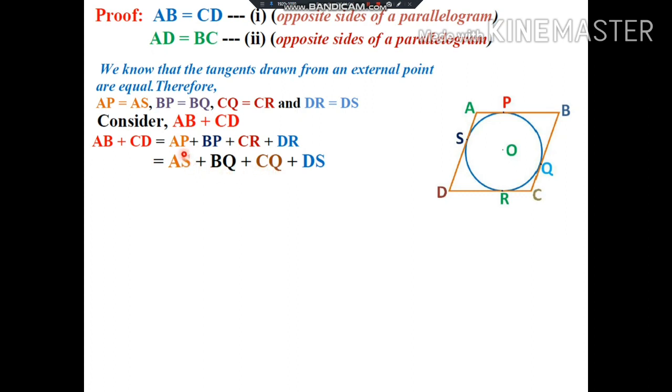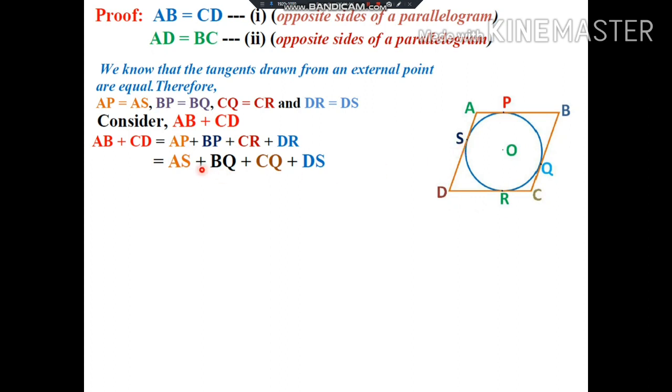Yes, you get AS in the place of AP. AP is nothing but AS. What is BP? BP is nothing but BQ. The two tangents drawn from an external point are equal. So in the place of BP, write BQ. What is CR? CR is equal to CQ, so in the place of CR, you write CQ. Now finally, DR and DS are equal. In the place of DR, you can write DS.